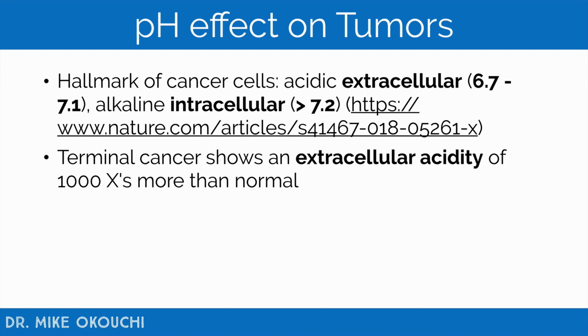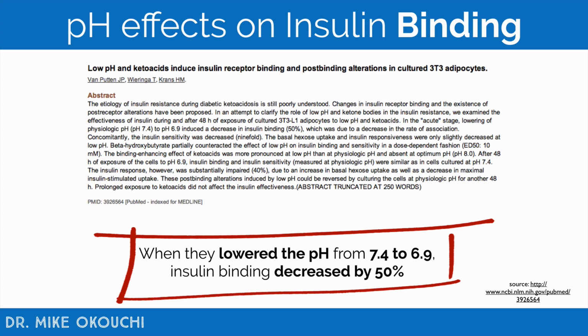So the pH level is really acidic there. Well, what effects does pH have on insulin? This is one of my favorite studies. They showed that when they lowered the physiological pH from 7.4 to 6.9, insulin binding decreased by 50%. Okay? So the receptors for insulin were no longer sensitive to insulin.